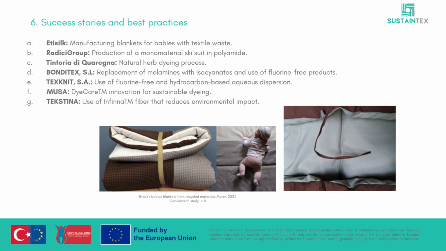6. Success stories and best practices. Etisilk. Manufacturing blankets for babies with textile waste. Radici Group. Production of a monomaterial ski suit in polyamide. Tintoria di Quarren. Natural herb dyeing process. Bonditex. Replacement of melamines with isocyanates and use of fluorine-free products. Texkina. Use of infinifiber that reduces environmental impact. Musa, Dye Care TM innovation for sustainable dyeing.